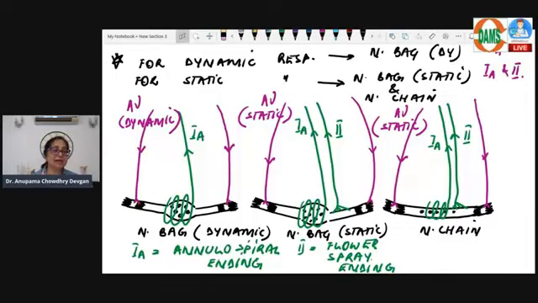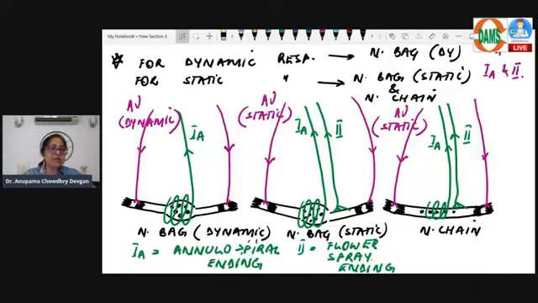Motor supply to nuclear bag dynamic, A gamma dynamic. To the nuclear bag static, it is A gamma static, and nuclear chain is also A gamma static, right? And what is the significance? Please remember, A gamma supplies only the ends of the intrafusal muscle fibers, not the entire intrafusal muscle fiber. Why the ends? Because the actin myosin are present at the ends.